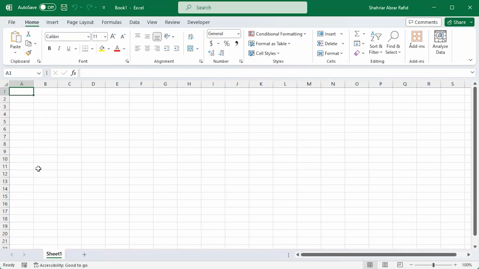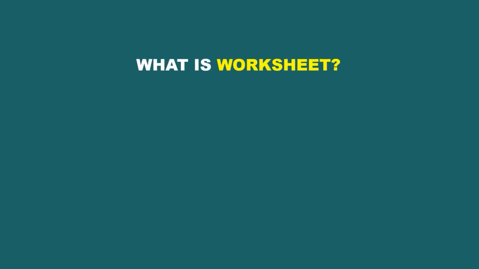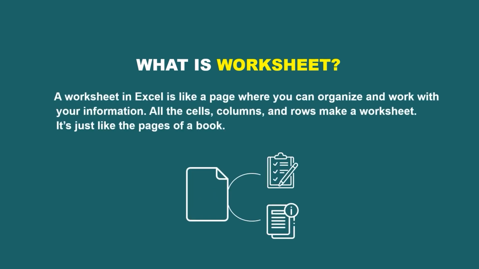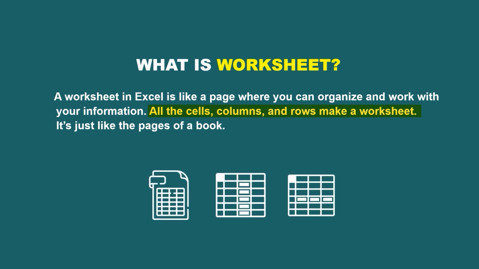This lesson is all about worksheet tabs and the status bar. First, understand what is a worksheet. A worksheet in Excel is like a page where you can organize and work with your information. All the cells, columns, and rows make a worksheet. It's just like the pages of a book.